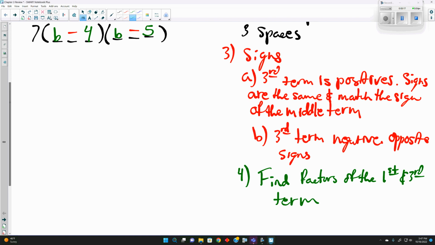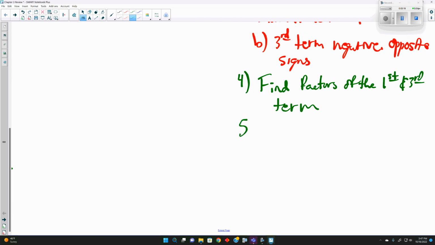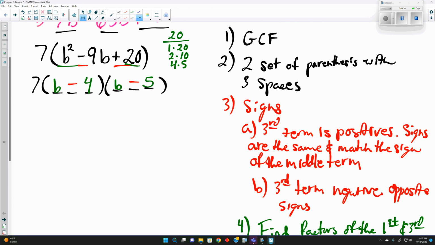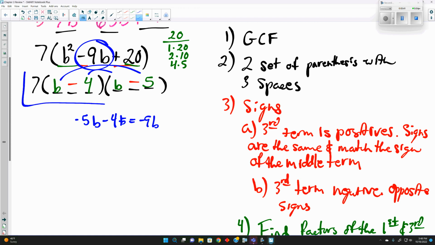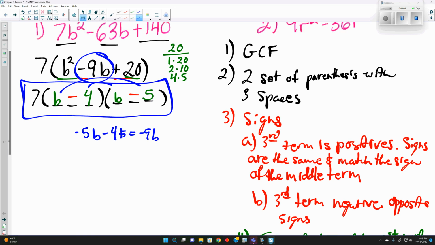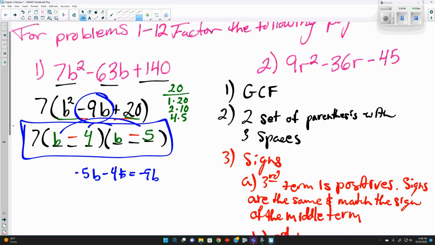And that does bring us to the last step, which is to check. Check to make sure that it does work. And when we check it, we're really checking these two here. B times negative 5 is negative 5b. Negative 4 times b is negative 4b, which gives us negative 9b, which is the middle term that we wanted. So these here are the factors, and we do need to include the 7. And that's all we have to do for this one here.